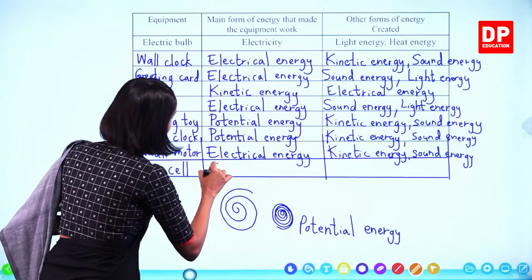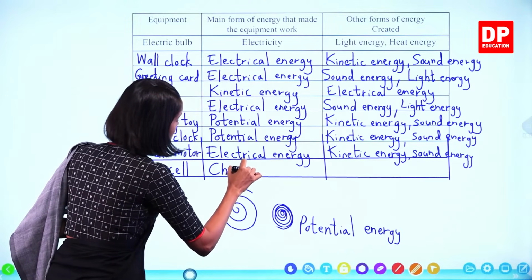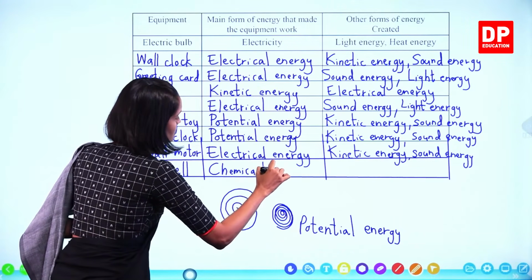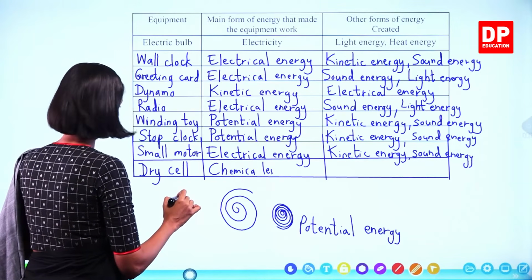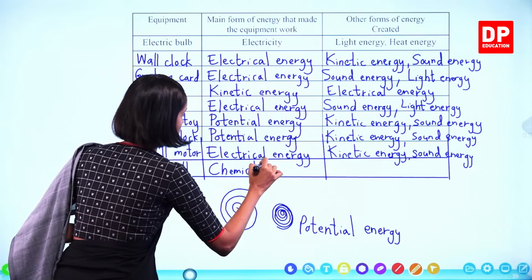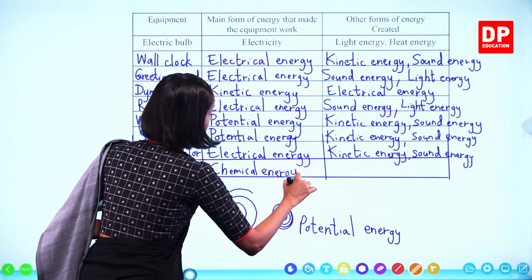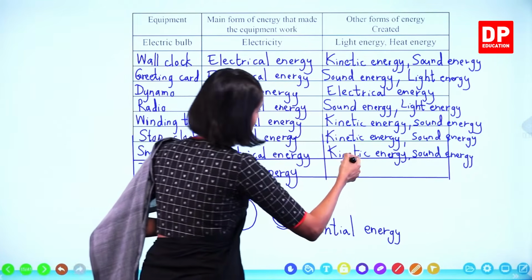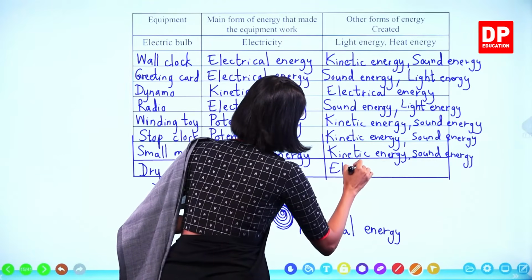We will write chemical energy. And the other form of energy created, electrical energy.